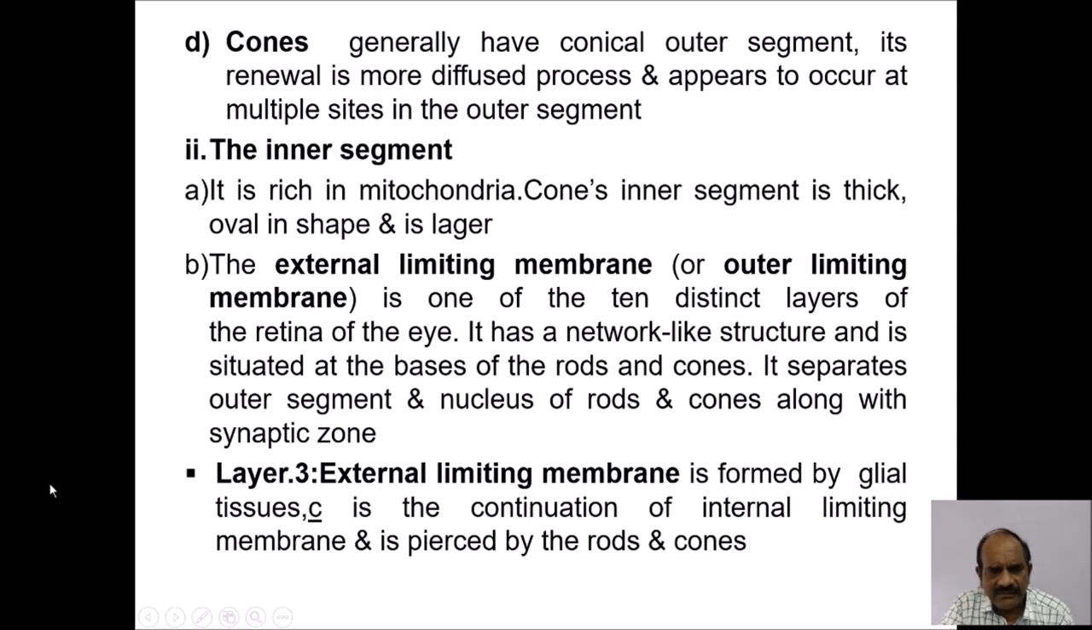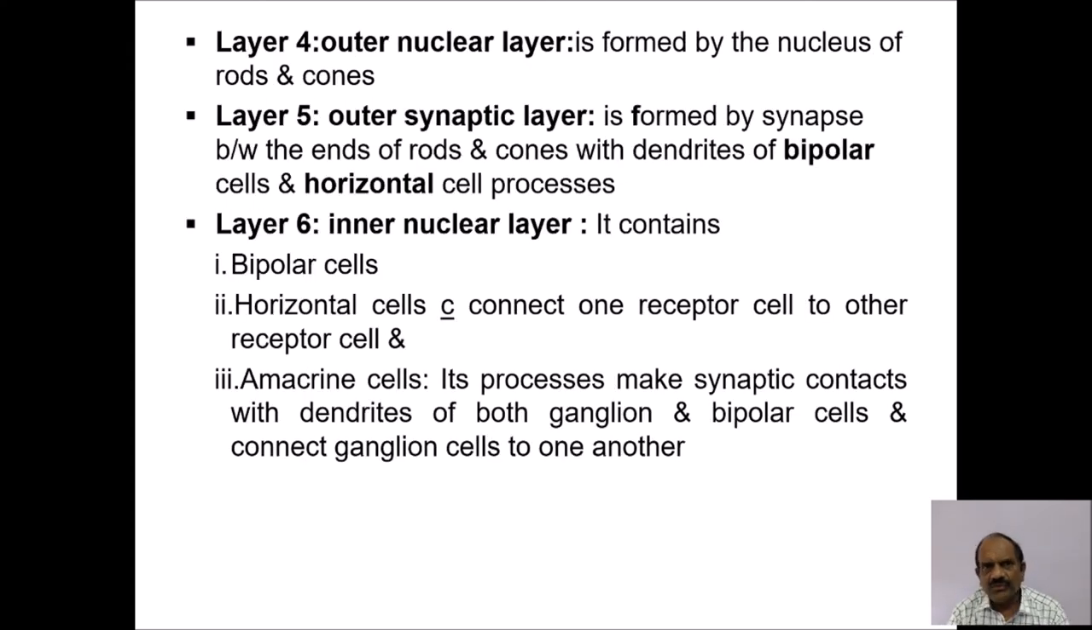Coming to the third layer, the external limiting membrane, which I just mentioned, is formed by glial tissue, which is in continuation of the internal limiting membrane and is pierced by the rods and cones. Now coming to layer number 3, the external limiting membrane, is formed by glial tissue, which is the continuation of the internal limiting membrane and is pierced by the rods and the cones. It is followed by layer 4, the outer nuclear layer, which is formed by the nuclei of rods and cones.